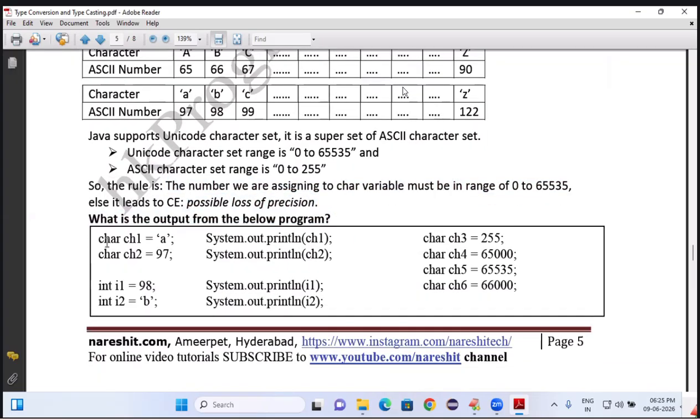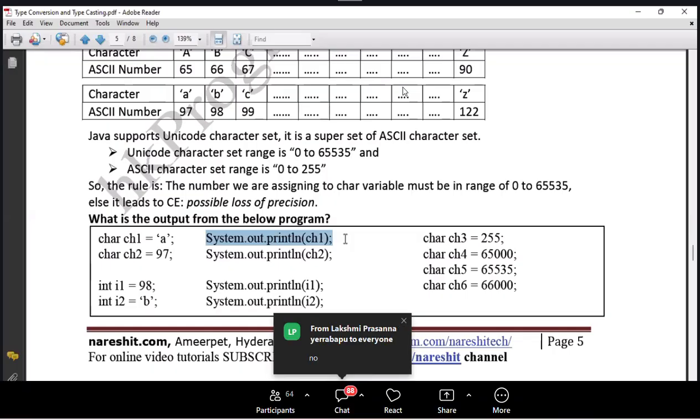All of you identify. Char ch1 equal to a. Any error? I'm giving the answer. Come on, faster. What is printed? Bolo. Any error? No. What is stored inside? A. What is printed? A. Int i1 equal to 98. 98. Int i2 equal to b? 98. ch3 equal to 255. Allowed or not allowed? What is stored? I'm not asking because you also don't know, I also don't know. Is it stored or not stored? Stored.